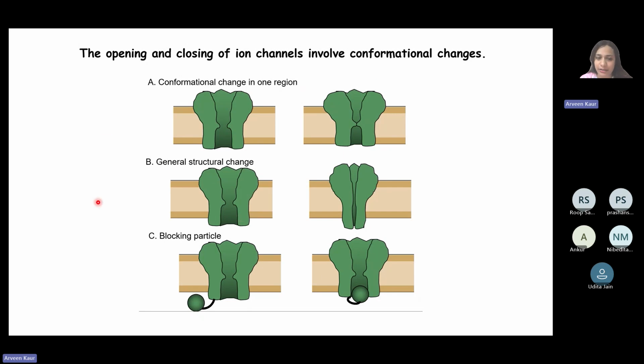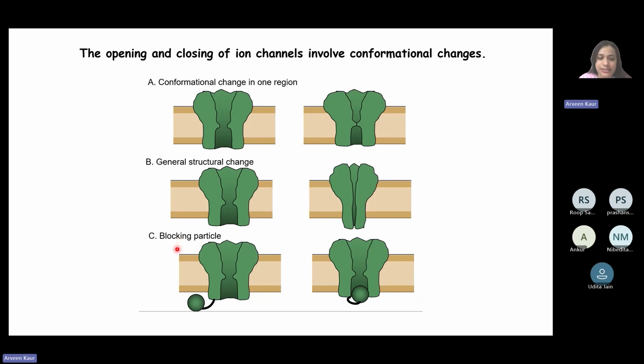Then there could be a general structural change also. So instead of the gate closing, you can think of it as at night you are using your top sheet, your blanket on top of you, and in the morning you just fold it and keep it on the side. So the entire structure of that blanket has changed now. It is no longer spread, no longer open. It is now closed and wrapped up. So that kind of change also occurs in these ion channels.